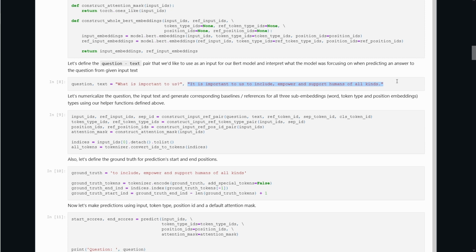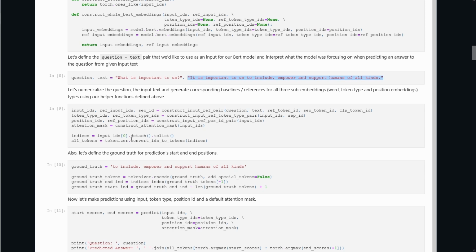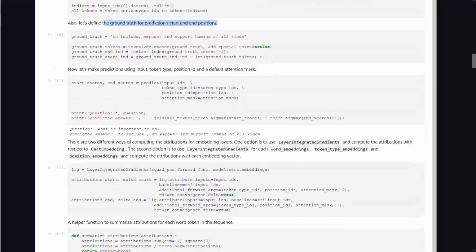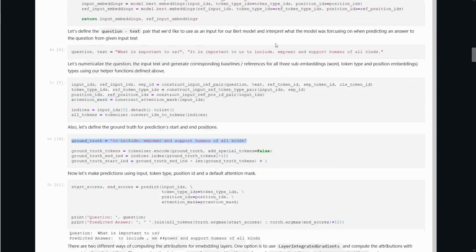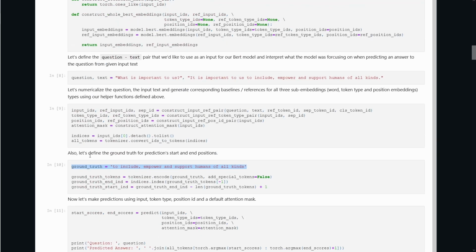Okay, so this is the problem we are facing, and we want to know, hey, where does the answer start if we find this? And we defined, as always, a ground truth for the prediction start and end position. Here the ground truth in this cell is defined to include, empower, and support humans of all kinds.